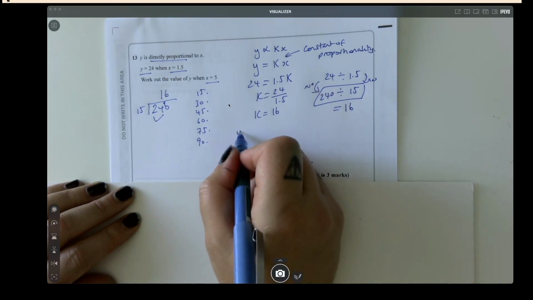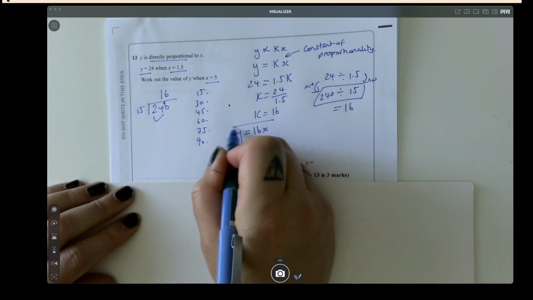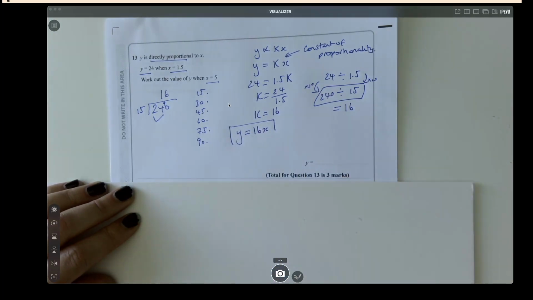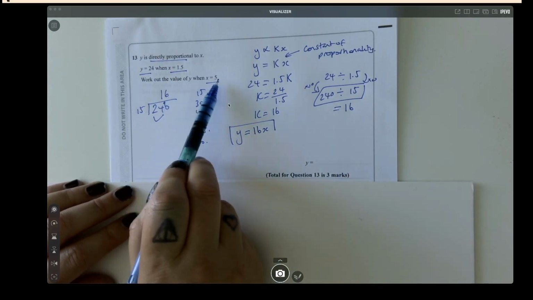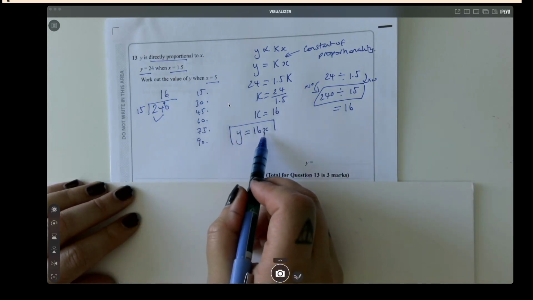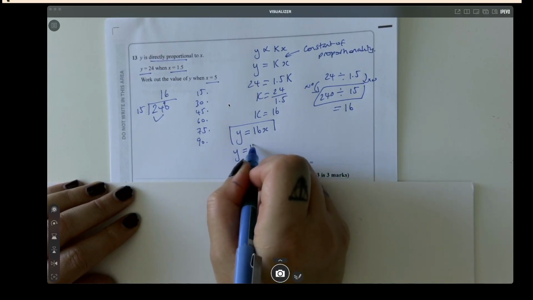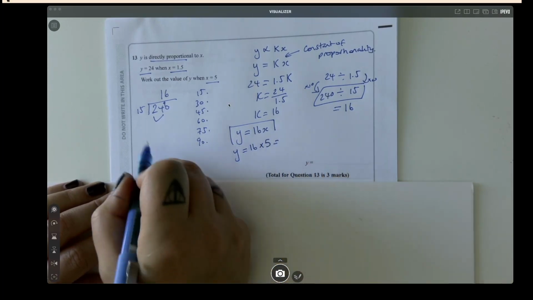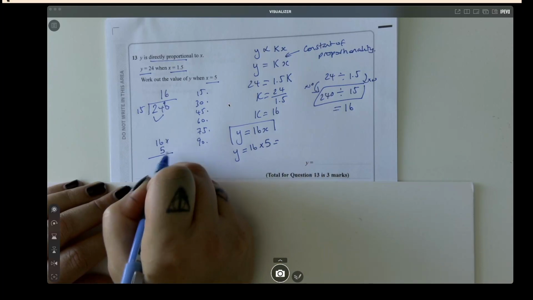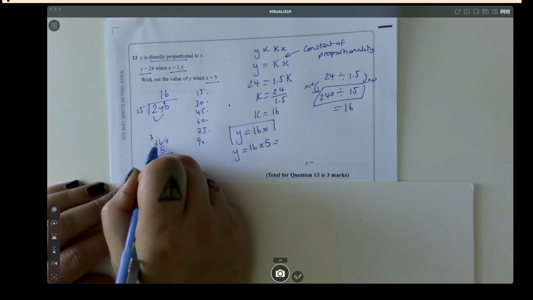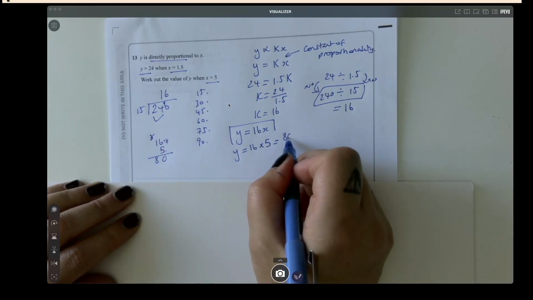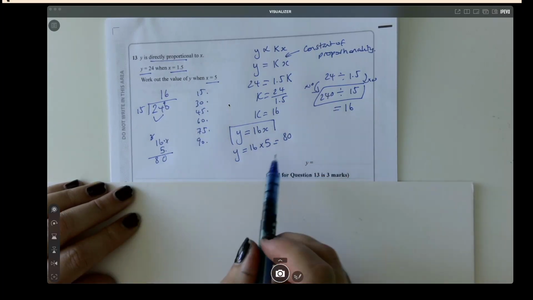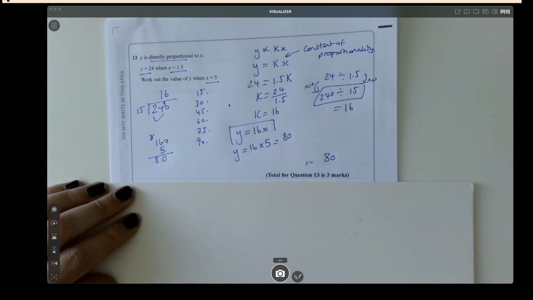So we can rewrite this as y equals 16x. So this is the form that we're going to use now. Work out the value of y when x is 5. So we're going to substitute 5 in here for x. So y equals 16 multiplied by 5. 5 times 6 is 30. 80. So when x equals 5, y equals 80.